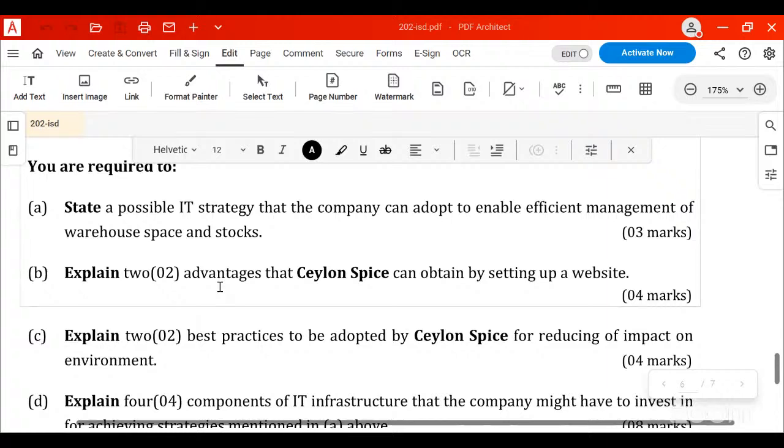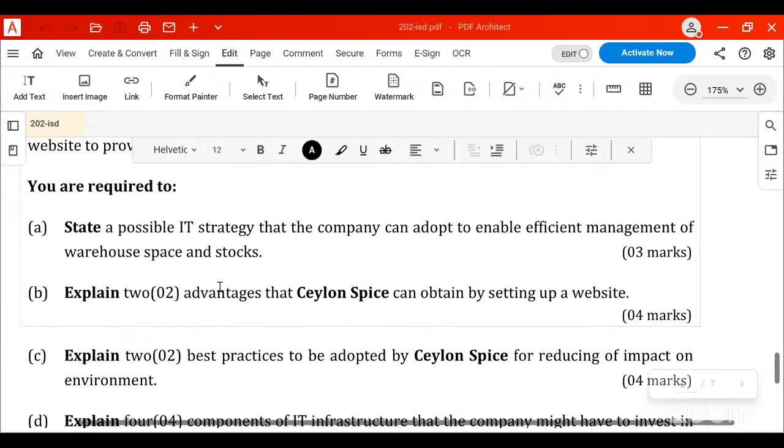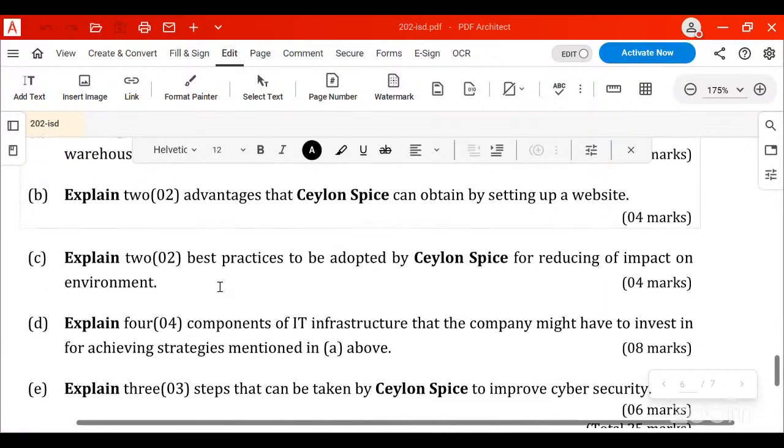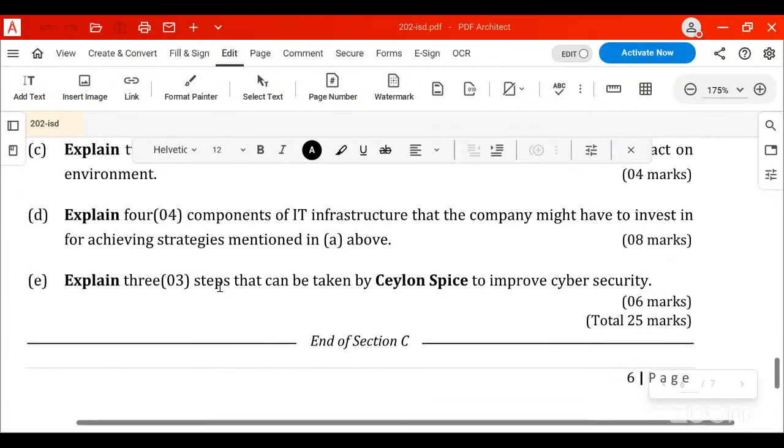Right, that is the case study. State a possible IT strategy that the company can adapt to enable efficient management of warehouse space and stocks. Five marks are there.